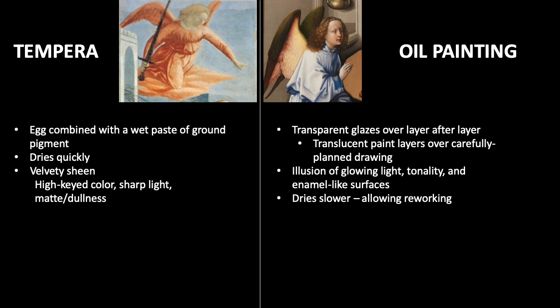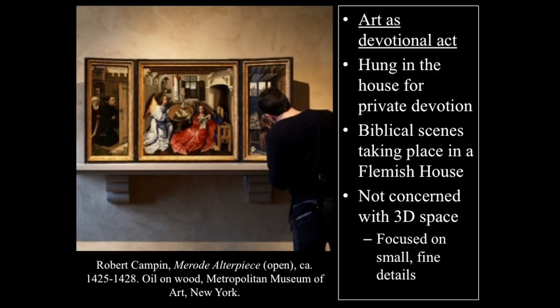Oil painting, however, as you are probably familiar with, allows for more transparent glazes over layer after layer. You can have these translucent layers over something like maybe a carefully planned drawing, and it gives an illusion of glowing light or smokiness if you'd like. It dries more slowly, which allows for reworking.